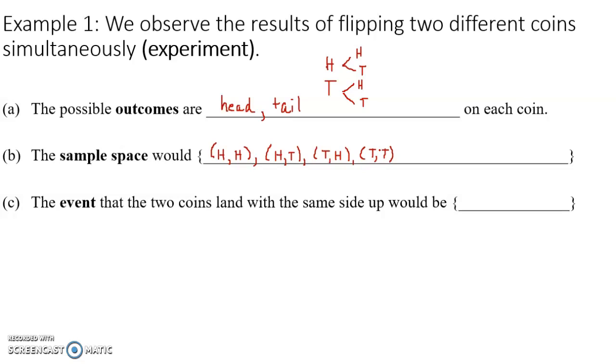Now the event, the subset of the sample space that we're interested in considering, is when the two coins land with the same side up on both of them. So a success for our sample space would be they're both heads, or they're both tails.